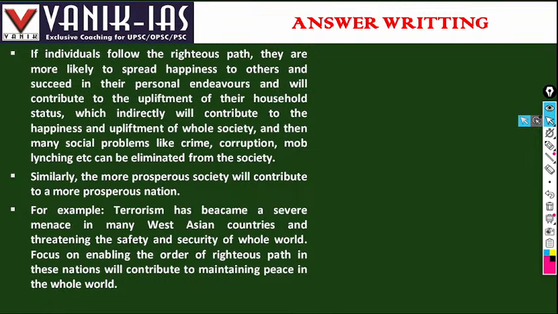For example, terrorism has become a severe menace in many West Asian countries, threatening the safety and security of the whole world. Focus on enabling the order of righteousness in these nations contributes to maintaining peace in the whole world.